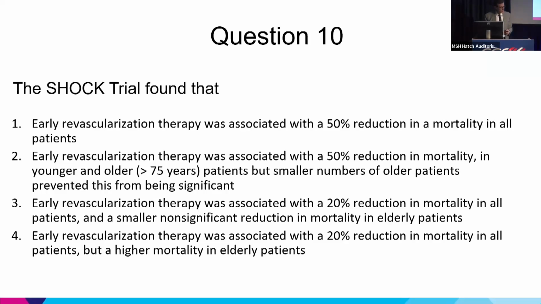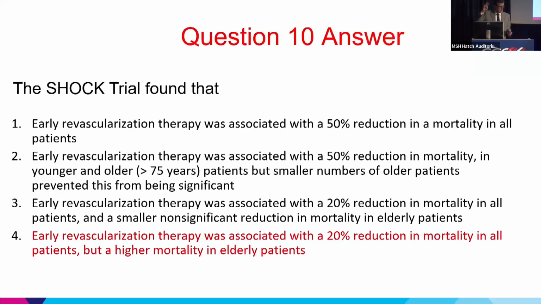Number 3: early revascularization was associated with a 20% reduction in mortality in all the patients and a smaller, non-significant reduction in the elderly patients. Or number 4: early revascularization was associated with a 20% reduction in mortality in all patients, but higher mortality in the elderly patients. All right, you need to know really the results of the SHOCK trial. It was published about maybe 2 decades ago, still a very important trial, and it drives the guidelines. So who goes with answer number 1? Answer number 2? Answer number 3? Answer number 4?